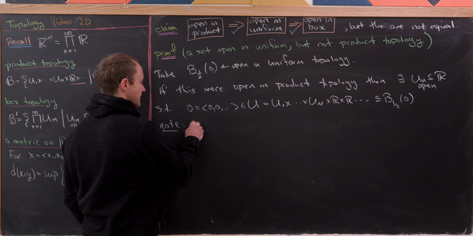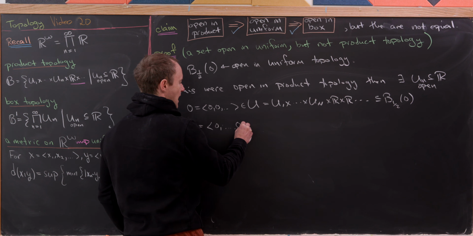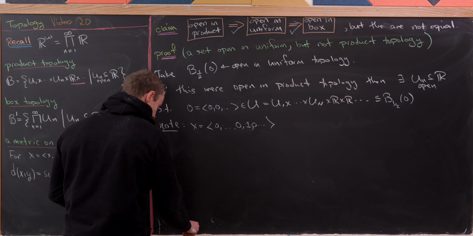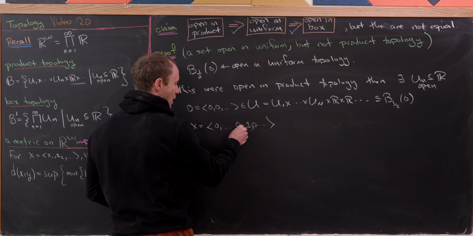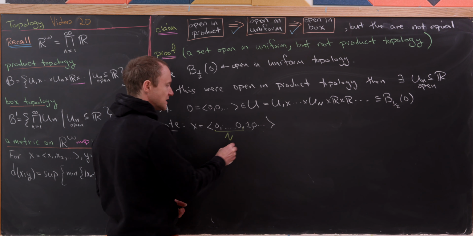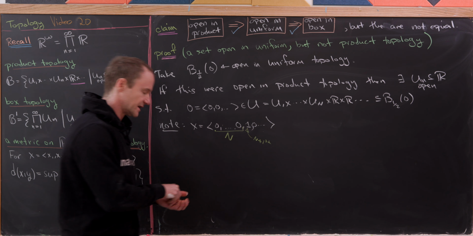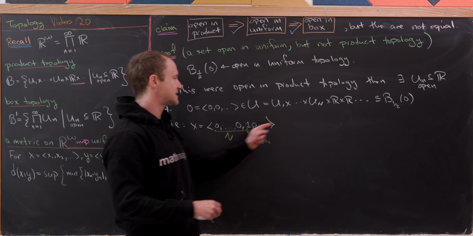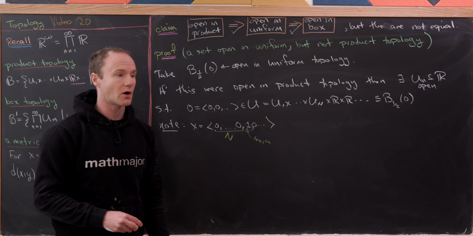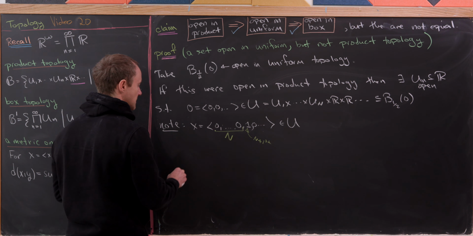And that's because if we take the following point, maybe I'll call it x, which is just 0 up to 0, and then a single 1, and then a bunch of zeros. And the important thing here is that this 1 occurs after exactly capital N zeros. So in other words, this is in the N plus first coordinate. So notice that since this capital N is the place that we switch over to just being all real numbers for the rest of the sets, this thing is inside of U.